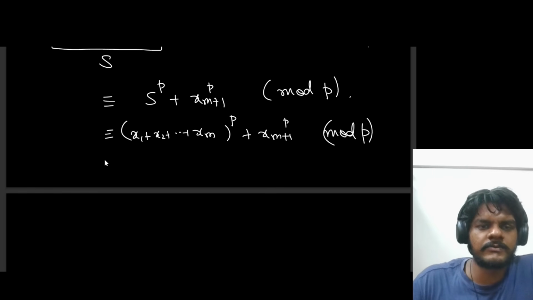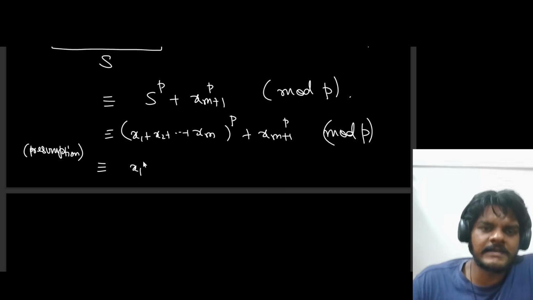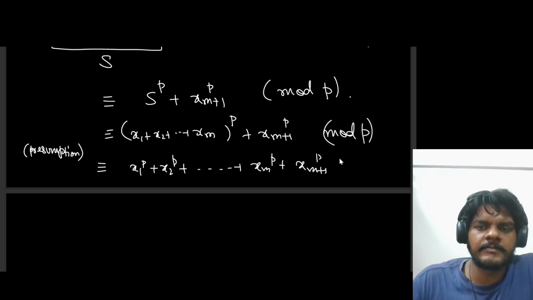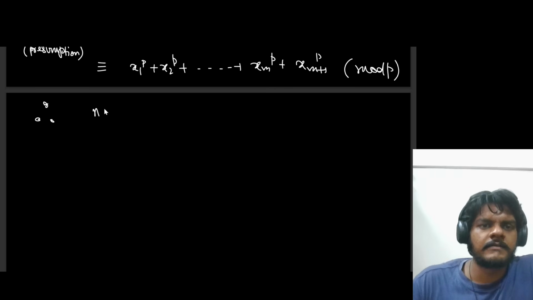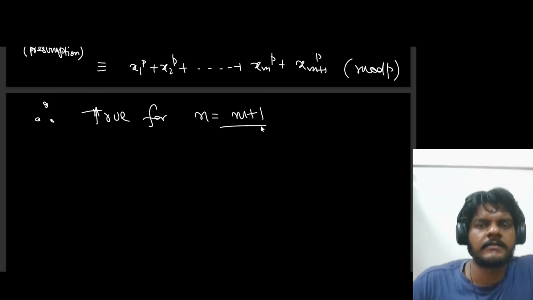Now what is this congruent to? Obviously, we proved it, the inductive presumption. According to the inductive presumption, this is x1^p + x2^p + ... + xm^p + xm+1^p mod p. Therefore, what did we get? True for n equal to m plus 1. So n equal to m implies n equal to m plus 1.